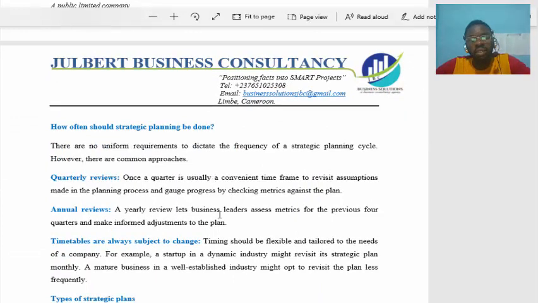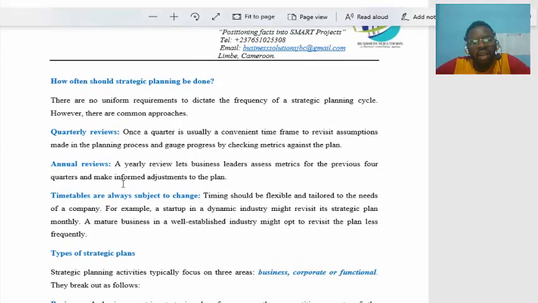And how often should strategic planning be done? You can always do strategic planning annually, but make sure that you carry out quarterly reviews. I'm sure we all understand what a quarter is. A year has 4 quarters: quarter one, quarter two, quarter three, quarter four. If you divide 12 months by 3, you have 4 quarters. Carry out annual reviews. If your strategic plan is a long-term plan like 5 years, 10 years, make sure that you review the plan on an annual basis.